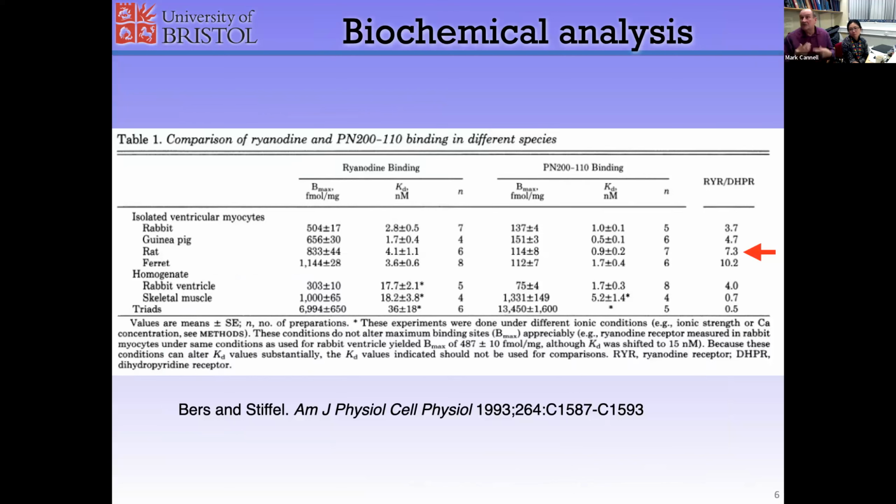Using biochemistry, we can look at the total concentration of receptors. And here we can compare ryanodine receptor binding and PN200 binding, PN200 being a dihydropyridine. And we can see that it seems to be variable amongst different species, varying from about 4 to about 10 to 1, depending what species you look at, apparently. And here we'll just pick rat because it's our favorite animal to work on. And here we see an overall binding ratio of 7 to 1. So 7 times as many RYRs as DHPRs. But of course, this again might not be the whole story because we don't know exactly where those DHPRs are. We don't even know where the RYRs are.